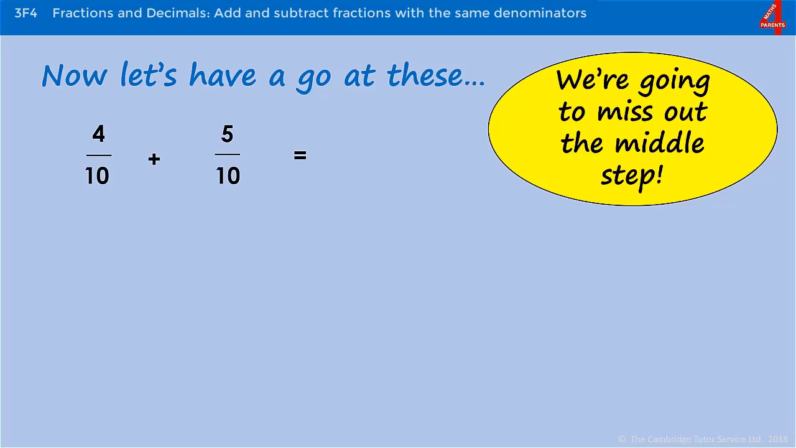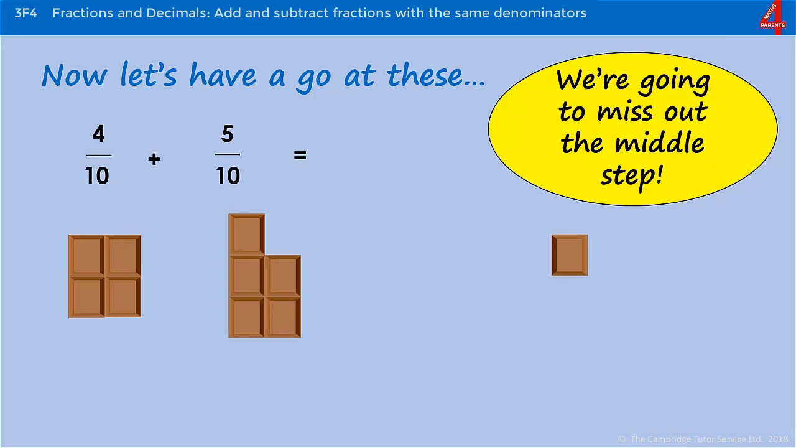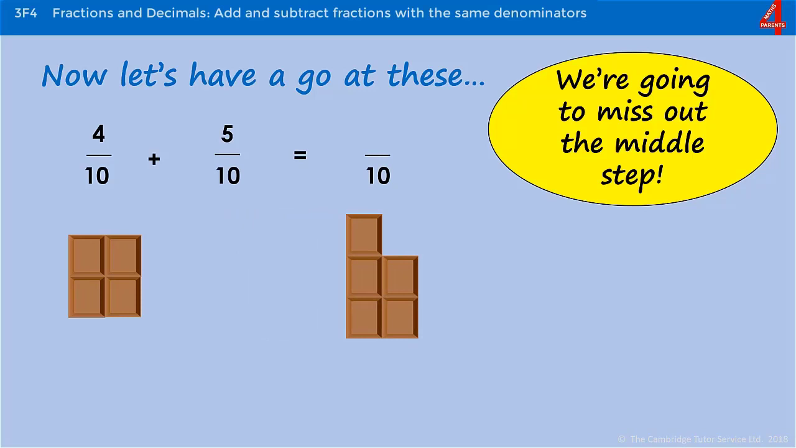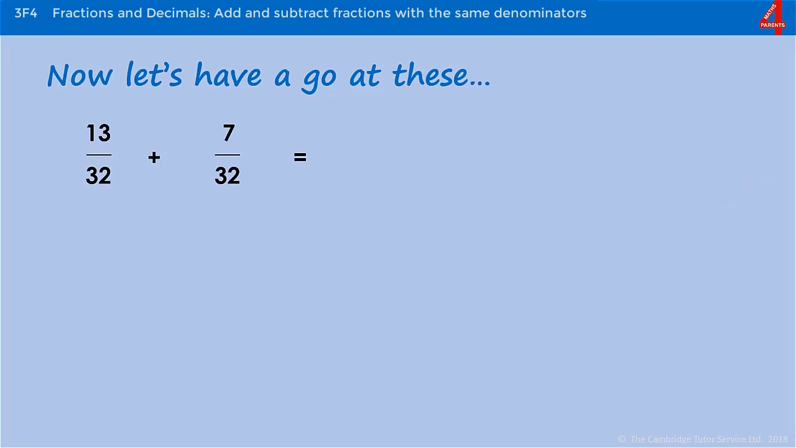4/10 add 5/10. So here we have a bar of chocolate with 10 squares in it, and we're going to take 4 of those tenths and add on 5 of those tenths. How many tenths do we have altogether? Remember that the denominator will stay as tenths. We take the 5 tenths, add the 4 tenths on, that gives us 9 tenths. Have a go at this one.